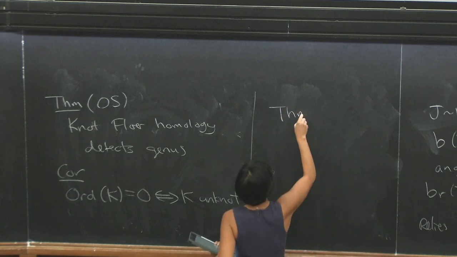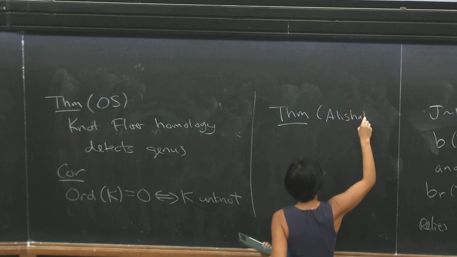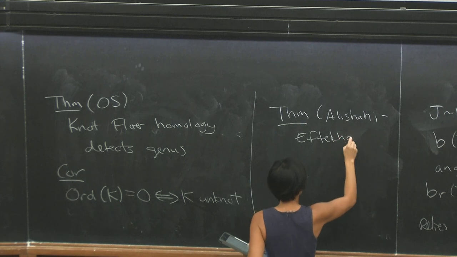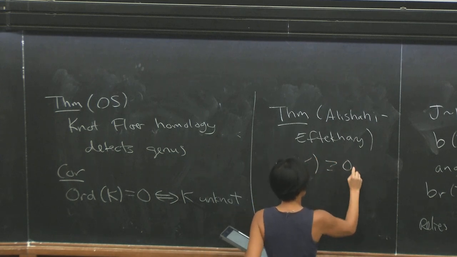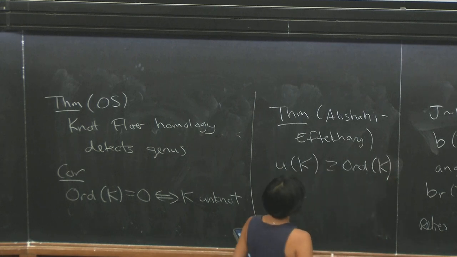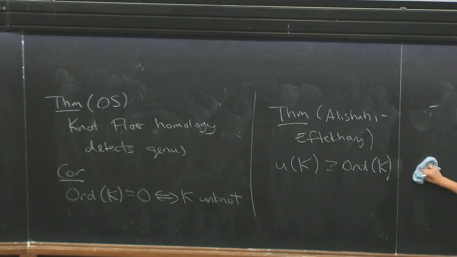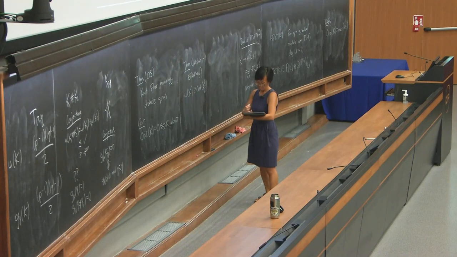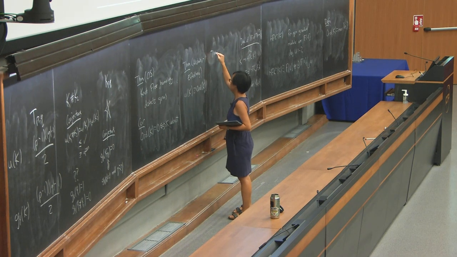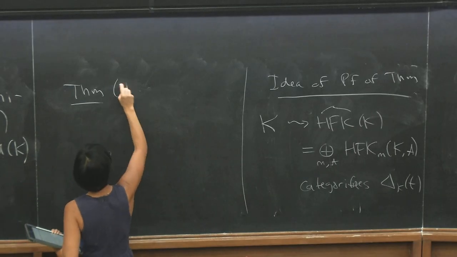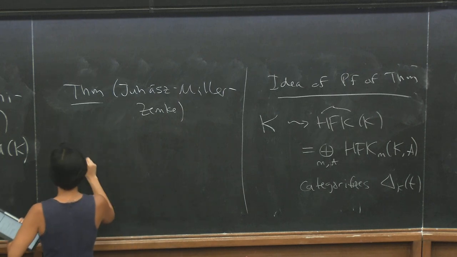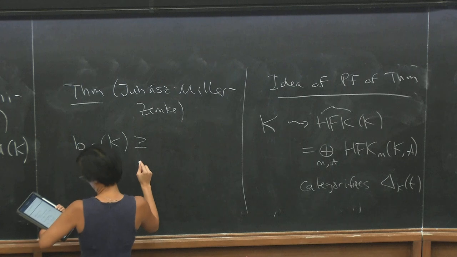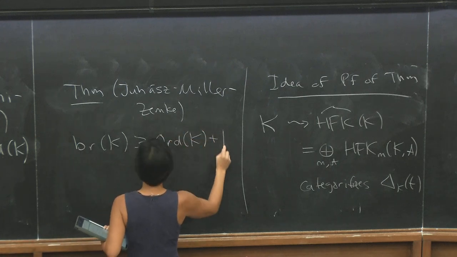So the theorem of Alishahi and Eftekhary is that the unknotting number of K is at least the torsion order of K. And this is the same invariant that also features in the Juhasz-Miller-Zemke bridge index bound. For the proof of that corollary, it's also useful to have the following theorem: the bridge index of K is bounded below by the torsion order plus 1.